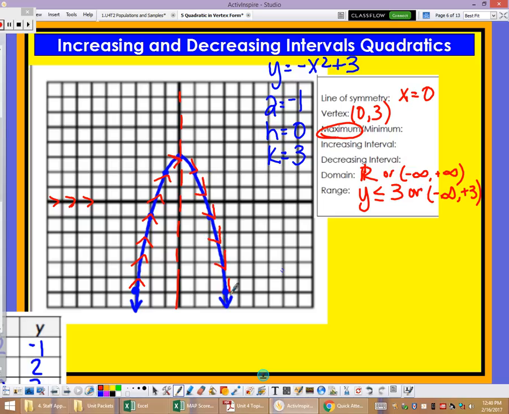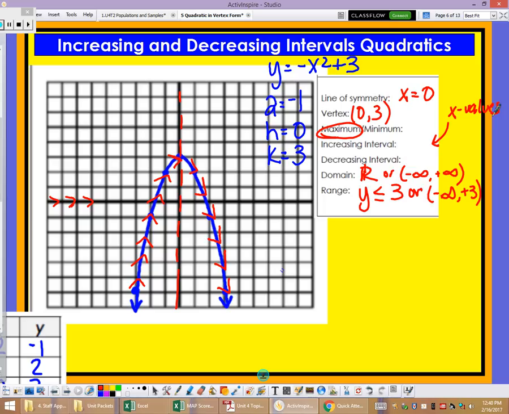Where is it increasing? And when we're talking about intervals, we're talking about intervals of x. That's super important. If I were a good note taker, I would write down that these intervals are talking about x values. So my intervals are always talking about x values. Between what x values is this thing increasing? Where do you see it increasing?